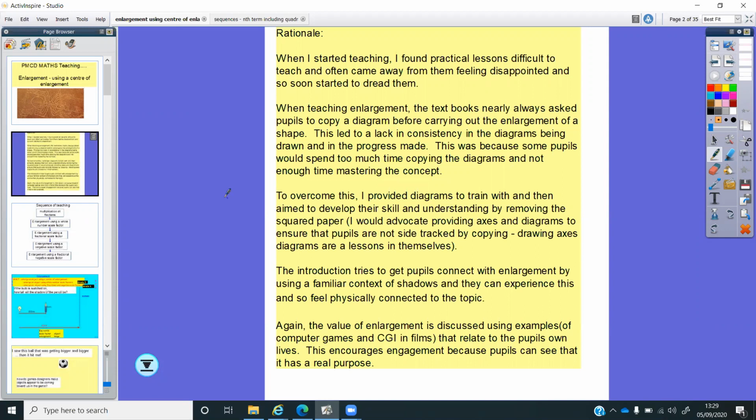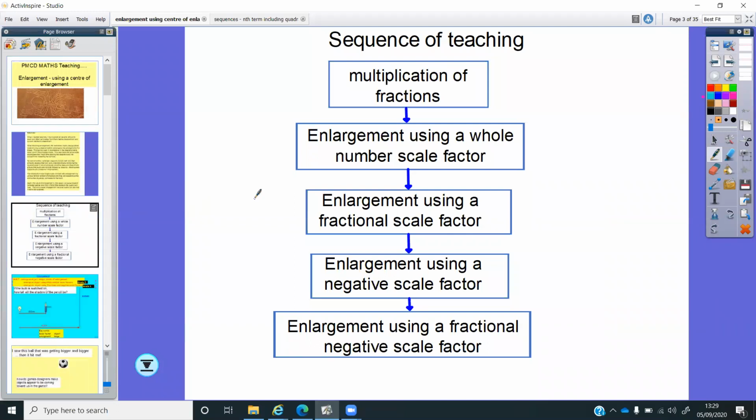So, sequence of teaching, well, hierarchy of teaching, I suppose, in this case. Before we get into enlargement, multiplication of fractions is going to be useful, especially when we go on to that fractional scale factor. And then you can see we're working through, it gets more and more difficult here. I just want to point out at this stage as well, I'll start off with the squares method of enlargement and then move on to the ray method after that.